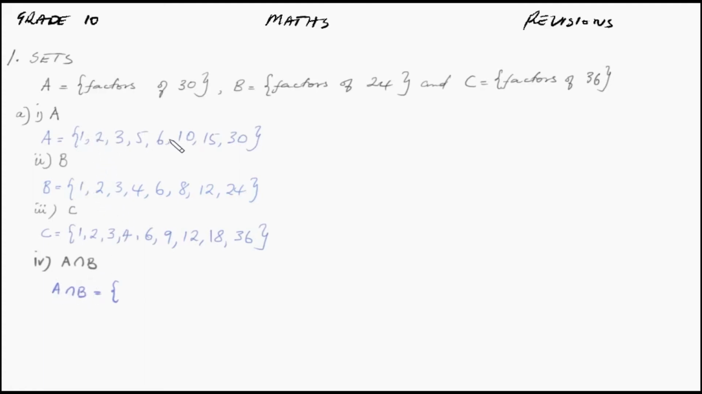Let's look at set A. Set A is this one, set B is this one. So you see that there is one here, two in this set, two in this set, three in this set, three in this set. There is no five in this set. There is no four in that set. Six is common in both sets. 10 no, 8 no, 15 no, 12 no, 30 no, 24 no. Now, those elements are 1, 2, 3, 6. These are the elements common in set A and set B.